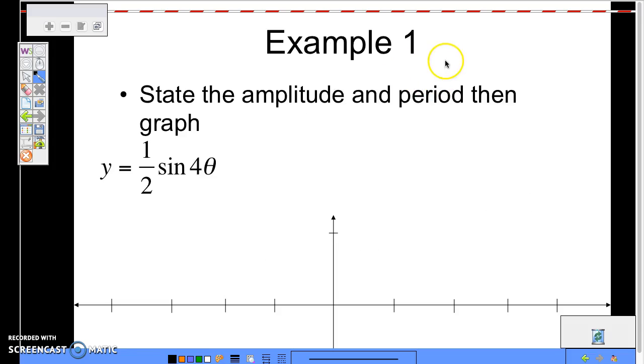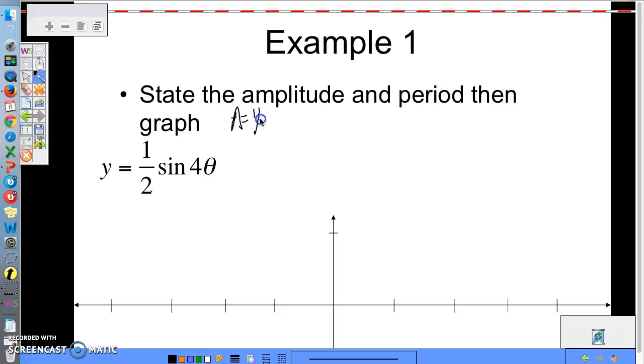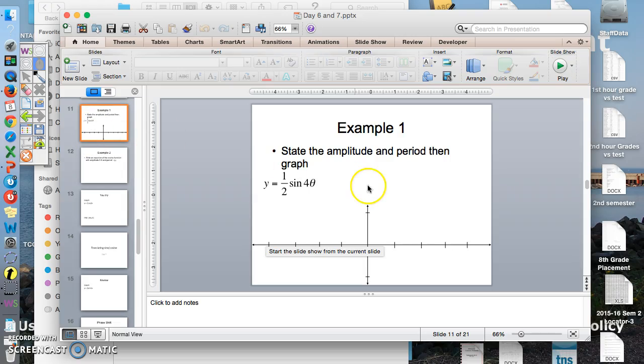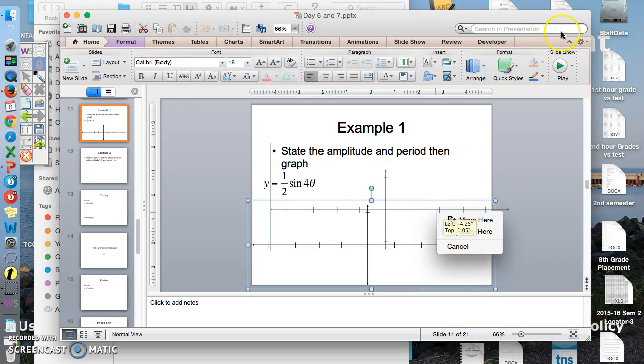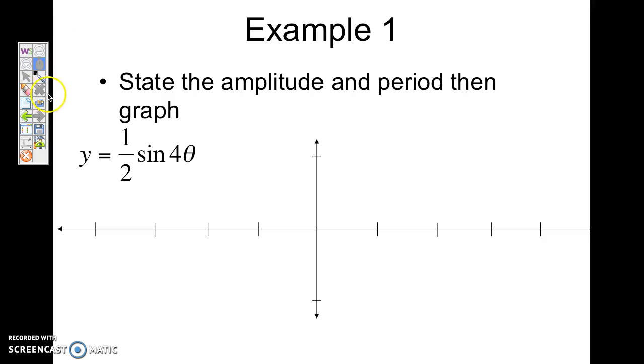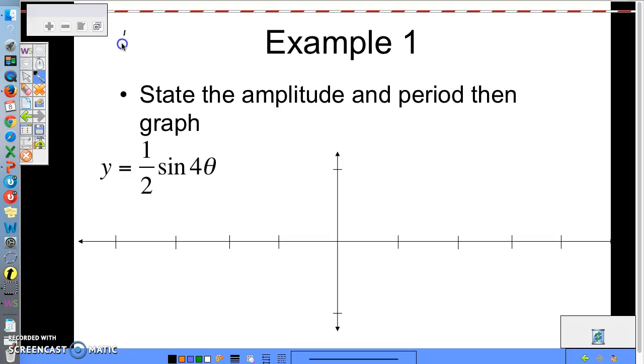So we're asked to state the amplitude and period, then graph it. Well, our amplitude is 1/2, and let me see if I can move this up a little bit so we can see it. There we go. Otherwise you couldn't see the bottom there. So our amplitude is 1/2, and our period would be 2 pi over 4, or pi over 2. So we know that if we start at 0, we're going to come back to it at pi over 2. So this one has to be pi over 2.